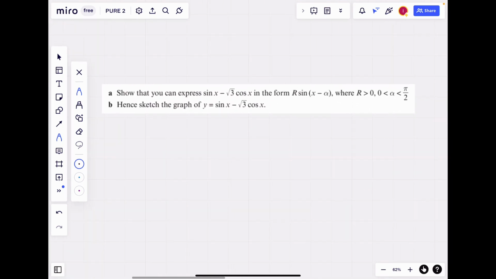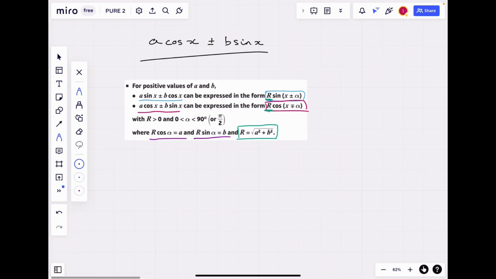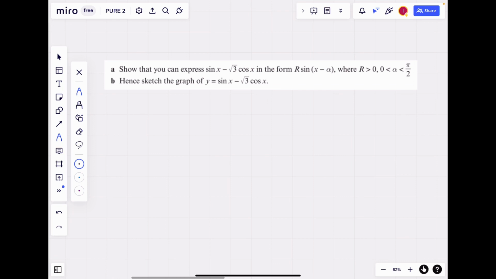show that you can express sine x minus root 3 cos x in the form blah blah blah. Okay, step number 1 is to work out your angle. So, here's what we're going to do. We're going to use that second piece of information there. The first step is to make sine x minus root 3 cos x equal to r sine x minus a.